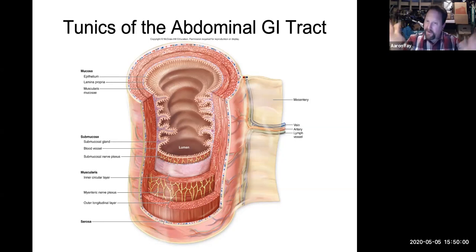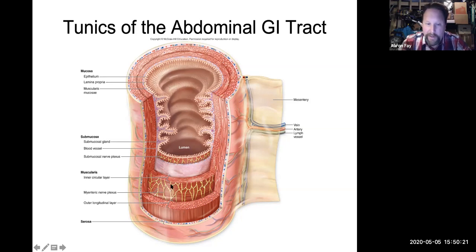All right, outer layer connective tissue. In this case, we have a serosa. This organ must be interperitoneal. If it was retroperitoneal, this outer layer would be called adventitia. So that is a breakdown of all the various histological layers in our GI tract.